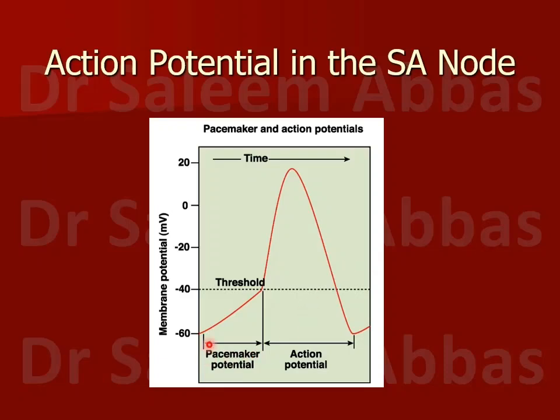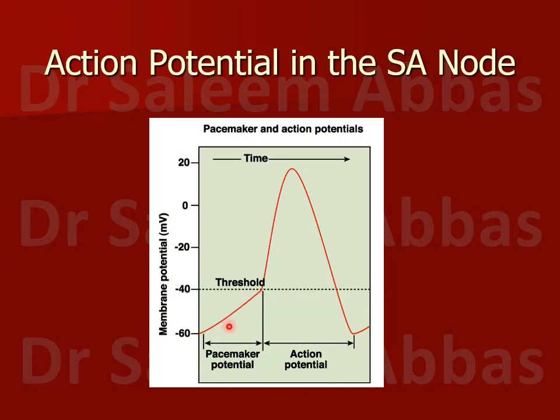Diagram. Now you see here the resting membrane potential is -60, but it is not stable. It is gradually decreasing. The negativity inside the nodal fiber is gradually decreasing to -40 millivolt. Okay, and this is known as pacemaker potential. Now, what causes this gradual decrease in the negativity inside the nodal fibers?